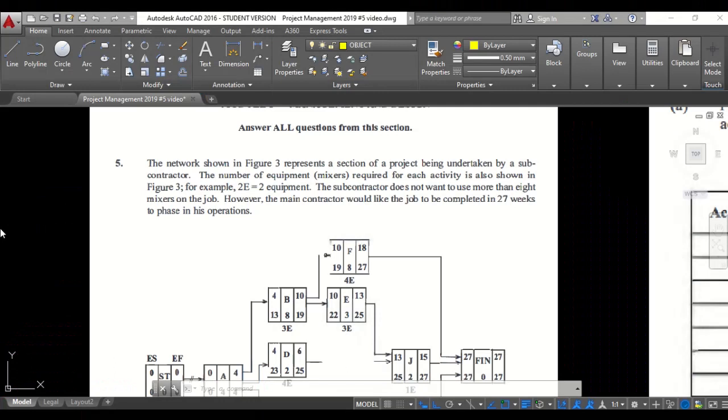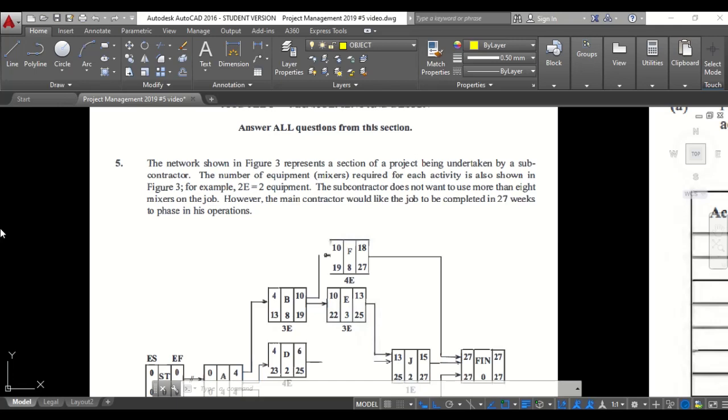Okay, so this is the question we're going to be working with for this video. It's question 5 from paper 2 of BMED U2 2019 paper, and it has to do with project management. So the question reads, the network shown in figure 3 represents a section of a project being undertaken by a subcontractor. The number of equipment, in this case mixers, required for each activity is also shown in figure 3. For example, 2E means 2 equipment.